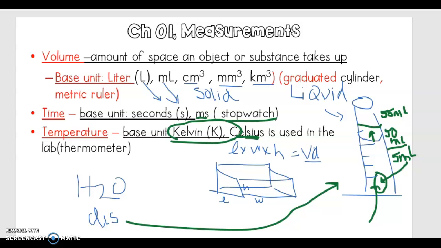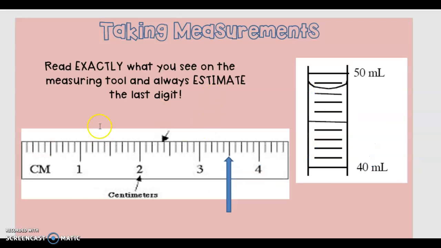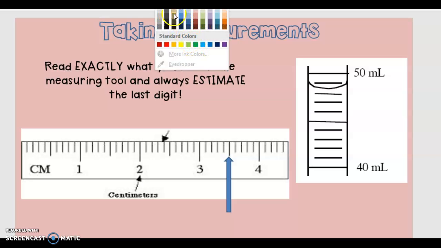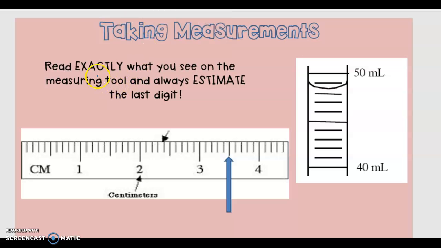Okay, so moving on, I want to very quickly talk about the best way to take measurements. The best way to take measurements is to read exactly what you see on the measuring tool, and then estimate the very last digit.